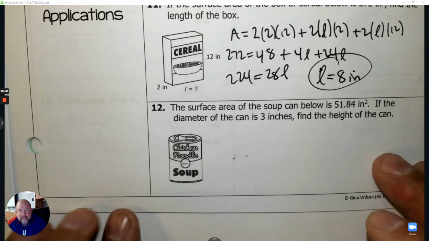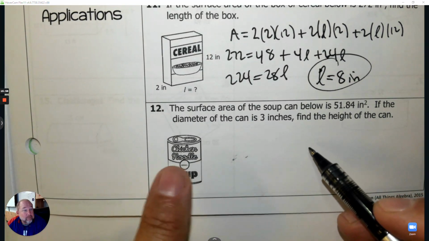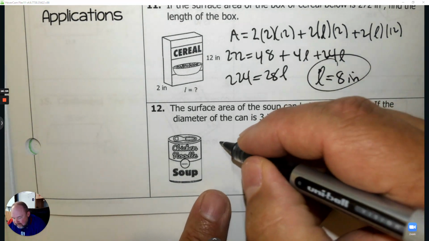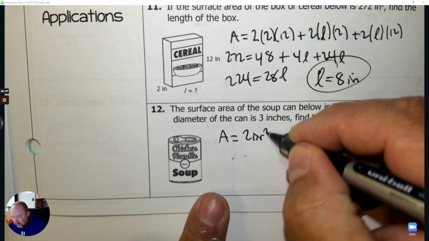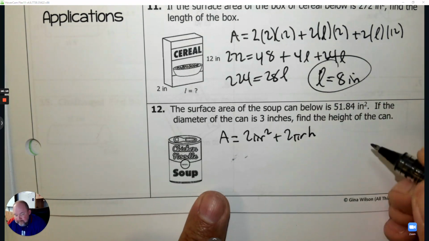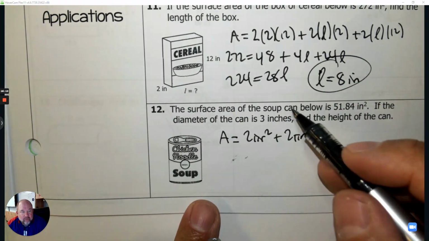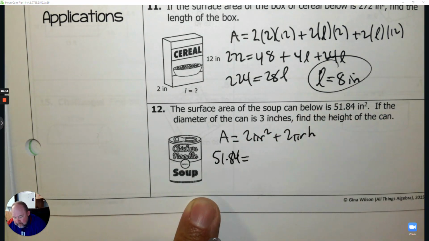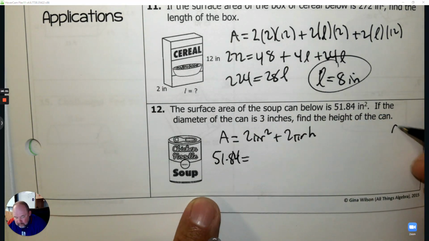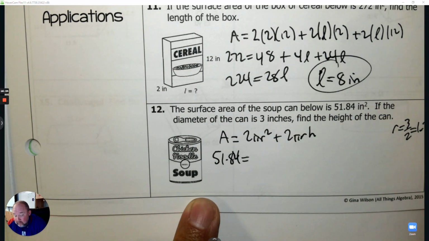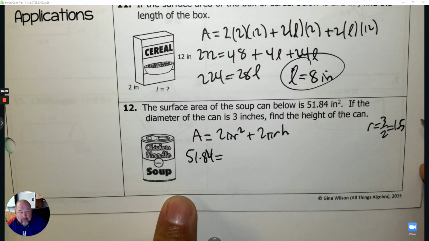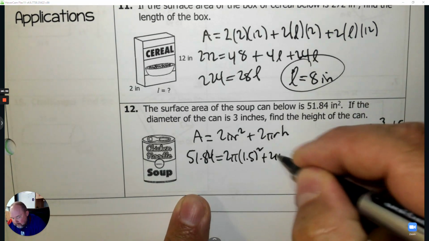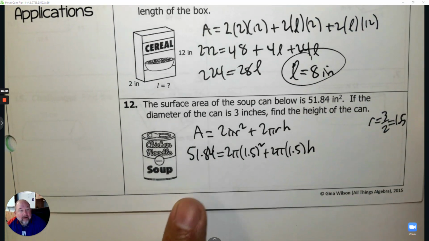Number 12. Can of soup. A can of soup is a cylinder. So for the cylinder, the formula is that surface area is equal to 2 pi r squared plus 2 pi r h. And it says the soup can has a surface area of 51.84 and the diameter is 3. Well, if the diameter is 3, I got to divide by 2. So if the diameter is 3, the radius is 1.5. So I go 2 pi and then 1.5 squared. And then 2 pi and 1.5. And then I need to find the height of the can.